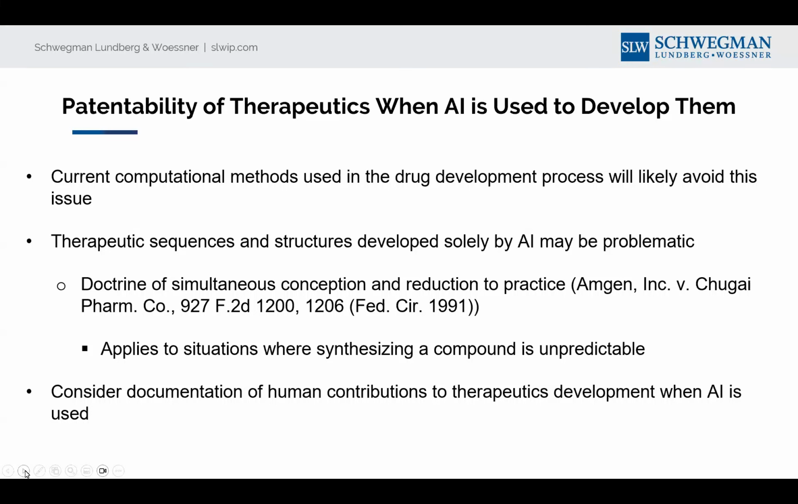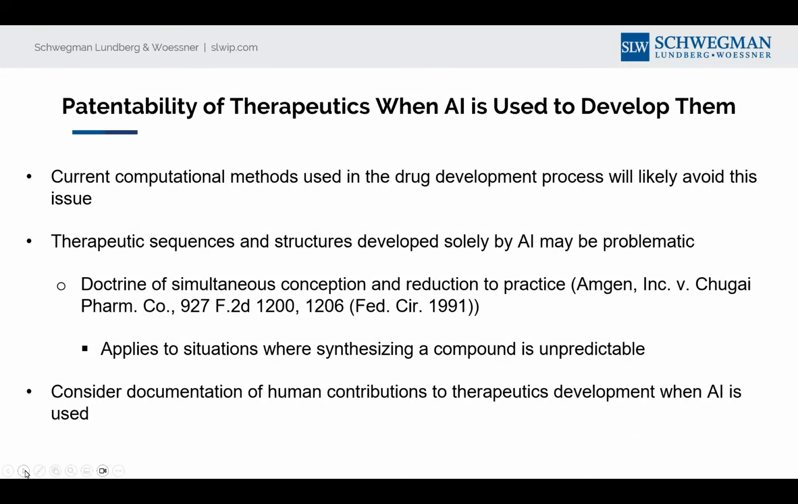And so if there's a reduction to practice where a human is involved in doing that, then it goes back to conception, and then you wouldn't have to worry about someone saying, "Oh, AI is the inventor here," because humans have made contributions to that.